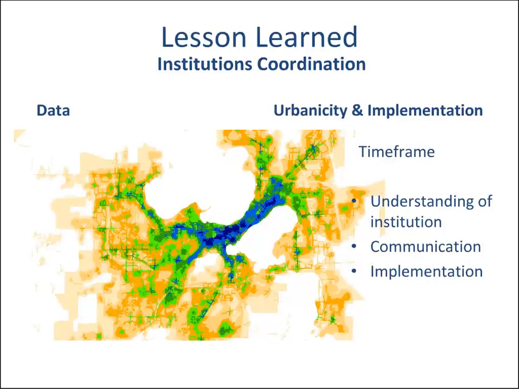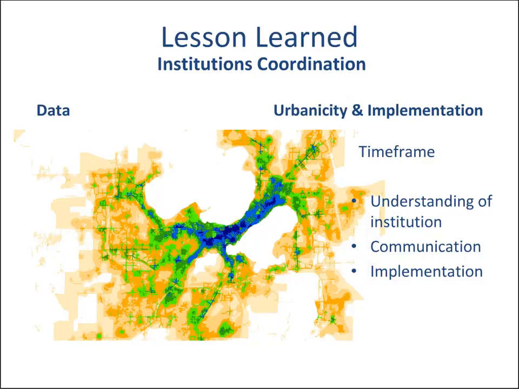Briefly, the lesson learned I was referring to is creating the institution coordination. Phase one was creating the data. The data required an institution coordination between the planning department, CARPSI, and strictly the Family of Medicine, which were giving us health data. And so we were able to combine planning data and health data to create this index.